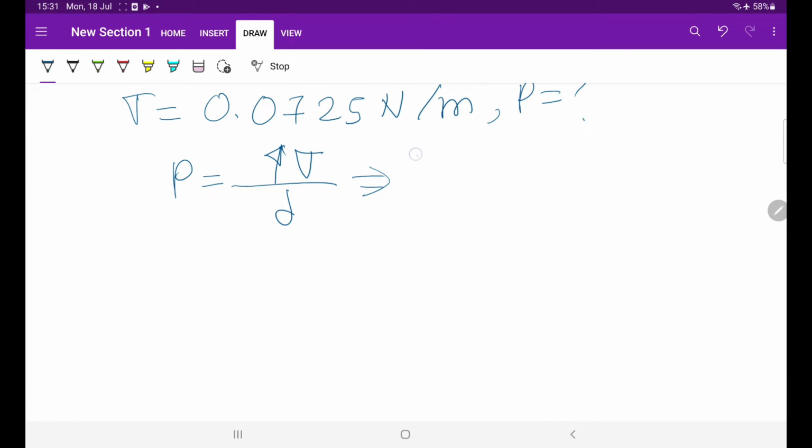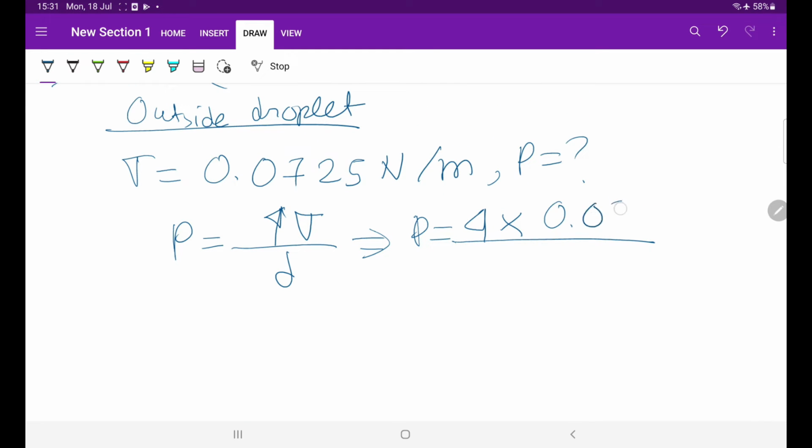So 4 sigma by D implies P equals 4 into sigma, that is 0.0725 Newton per meter, by D. But this will not be the case here, okay? So let's just solve this. So by D, D will be here 0.04 into 10 to the power minus 3 meter.